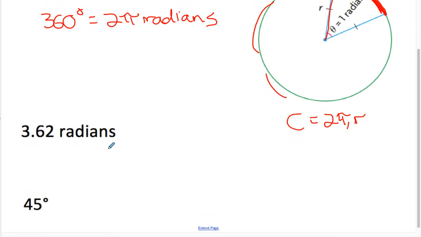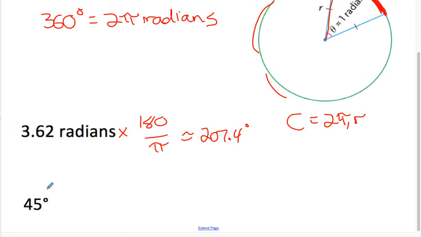So if we have 3.62 radians, well, how many degrees is that? Well, I'll just multiply by 180 over pi, and that will tell us that we have 207.4 degrees, approximately. Let's go the other way.